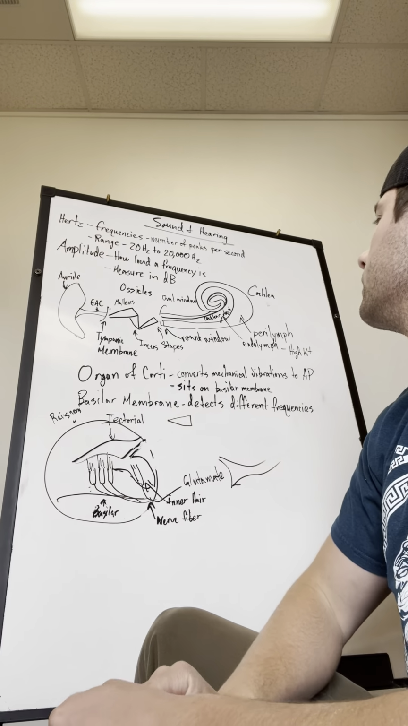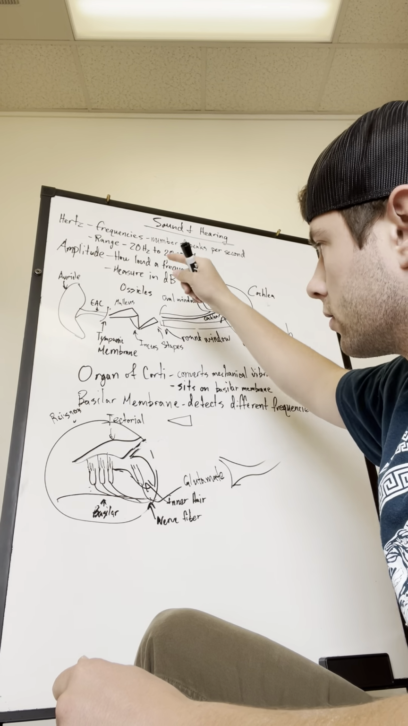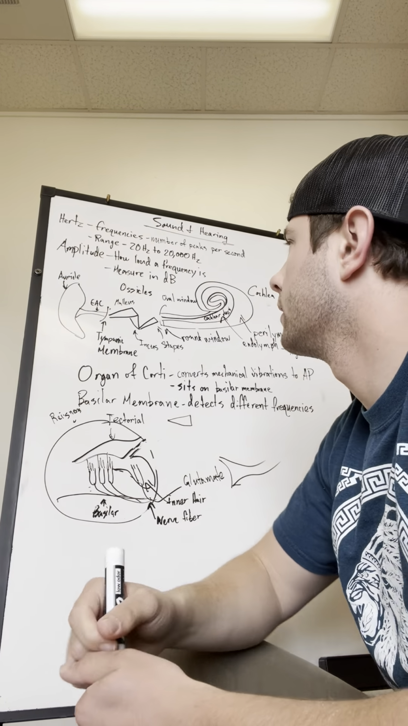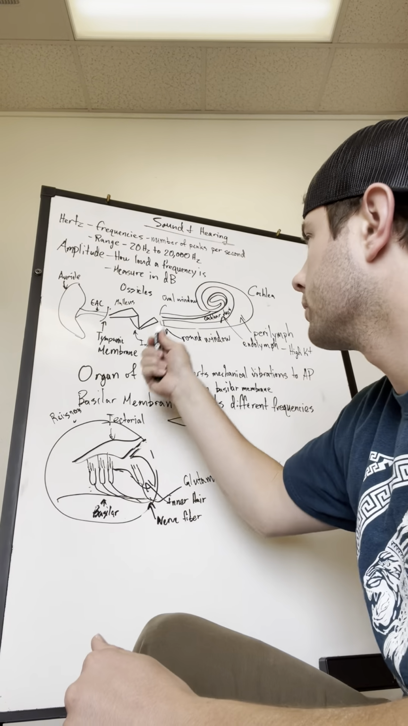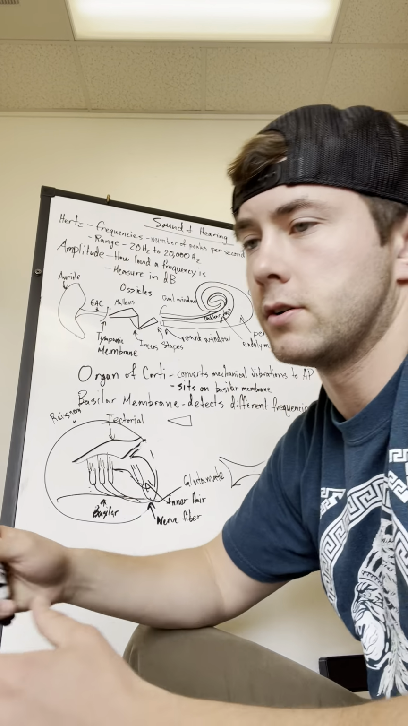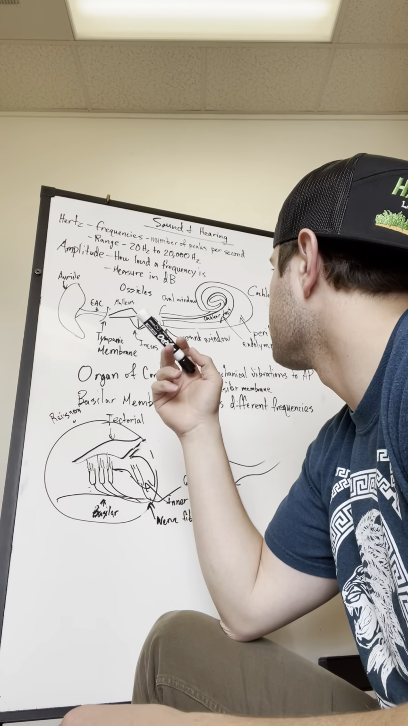And so the oval window is smaller than the tympanic membrane, but because it's been amplified by the middle ear, the oval window is going to vibrate, much like the tympanic membrane.